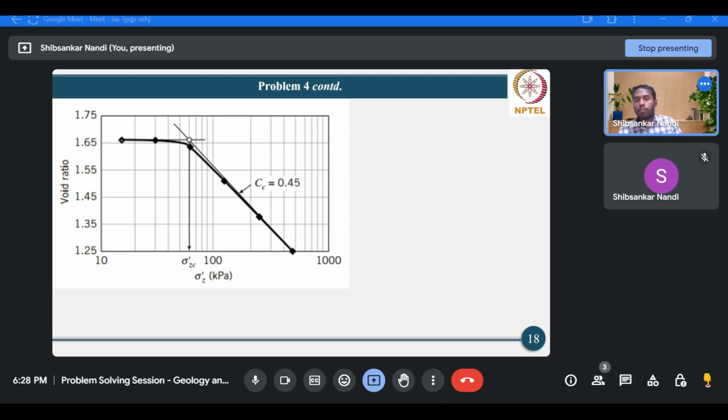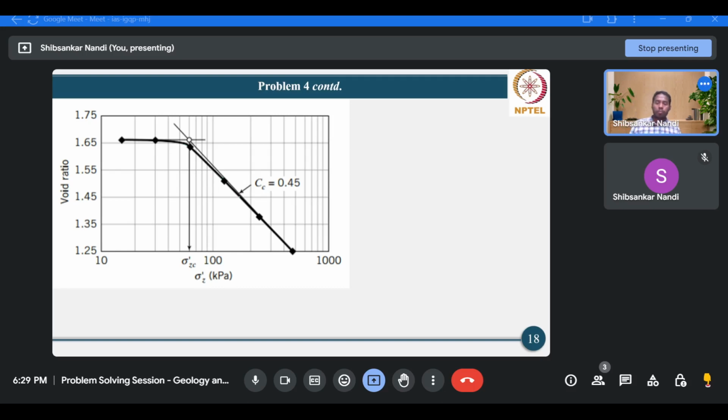So this is 1.66 for a stress increment of 15 kPa, then this is again 1.66 for 30, this is for 60, this is for 120, this is for 240, and this is for 480 kPa. Okay. Now, after plotting these data points, what do we have to do? We have to join all these data points with a smooth line. So this black solid line is basically obtained by connecting all these data points.